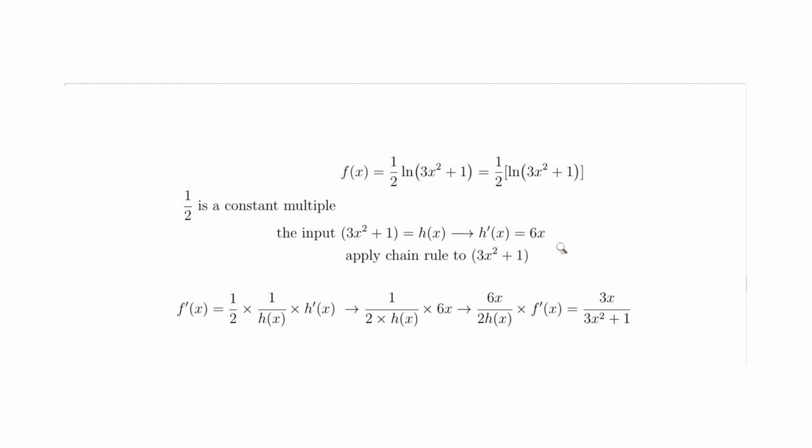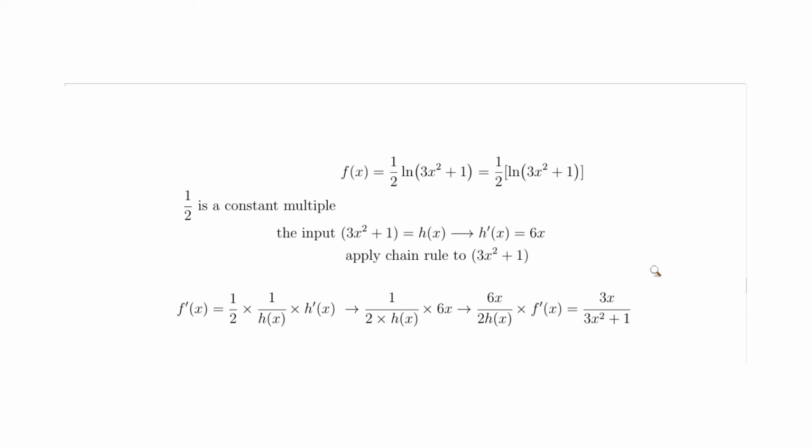Okay, so now 3x squared plus 1 is our h of x, so that then goes on the denominator. So we've got a half times 1 over h of x times the derivative of h of x. So we can distribute the half, so there's our half, and there's our h of x. And then we put in our derivative there, which is 6x. So now we've got 6x over 2 times h of x, which then gives us 3x over 3x squared plus 1. And that's how we get to that derivative there.